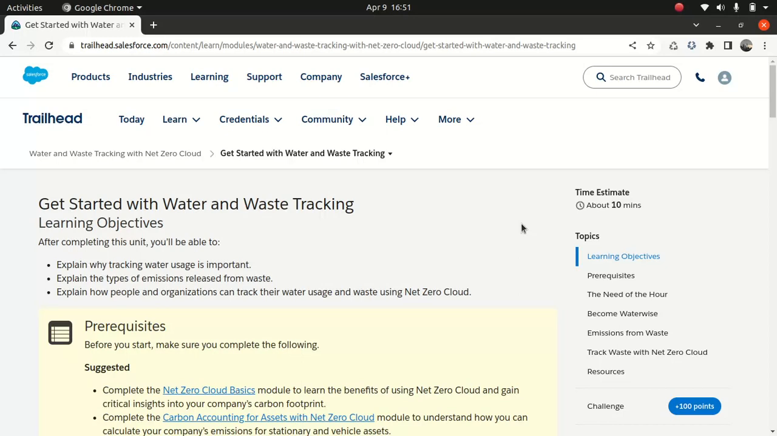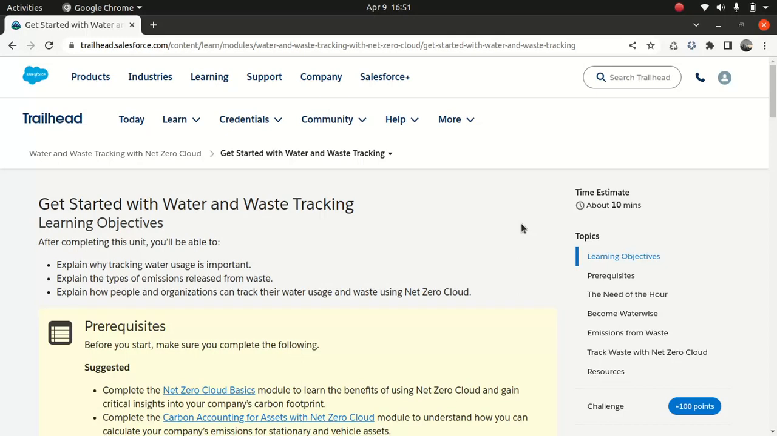So what I'm going to do today, I'll be talking about waste and water tracking. I'll be teaching you this from Trailhead because Trailhead has better documentation, and I don't want to copy that to a slide. It's the same thing anyway, right? This is just an introduction to what I mean by waste and water tracking from a Net Zero Cloud perspective, and from a general perspective as well.